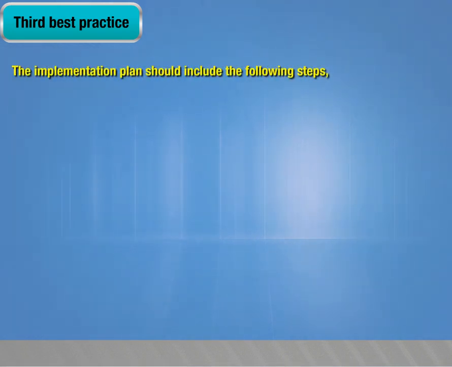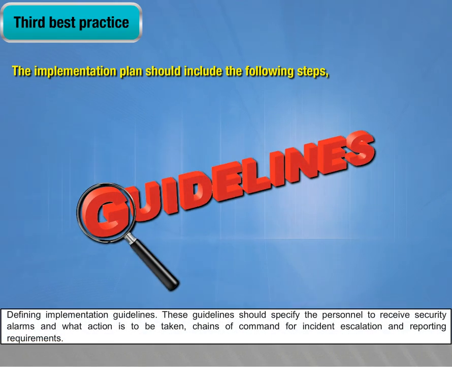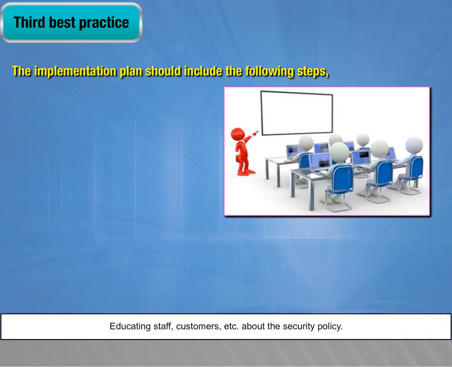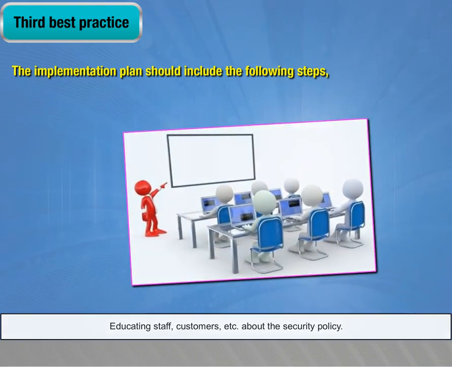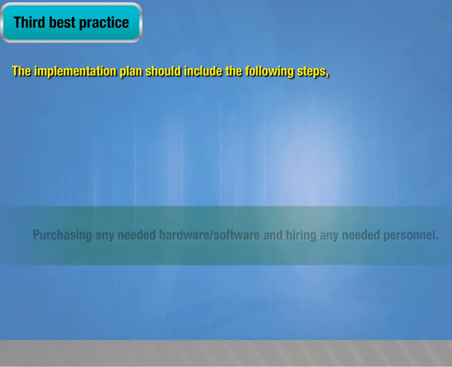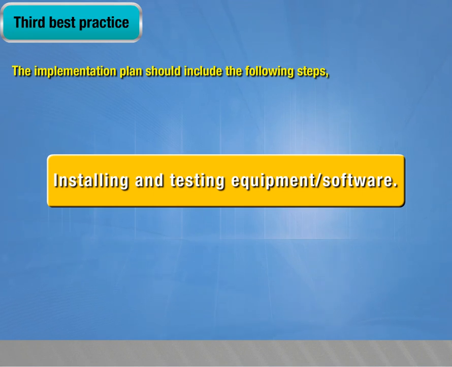The implementation plan should include the following steps. Defining implementation guidelines. These guidelines should specify the personnel to receive security alarms and what action is to be taken. Chains of command for incident escalation and reporting requirements. Educating staff, customers, etc. about the security policy. Purchasing any needed hardware or software and hiring any needed personnel. Installing and testing equipment or software.